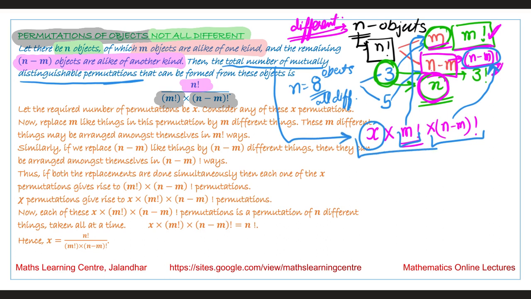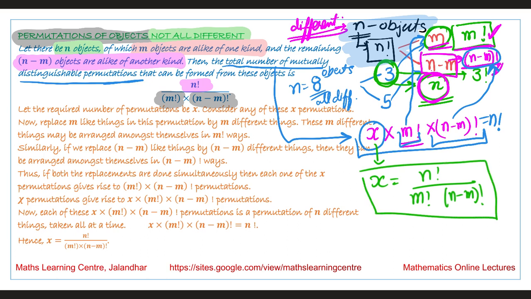So what will this give us? This will give us the total value as n factorial. N factorial is all possible permutations that can be formed from the n objects. We want to calculate the value of x. So the value of x is n factorial over m factorial into n minus m factorial, and this is our formula. So this is the proof for this formula.